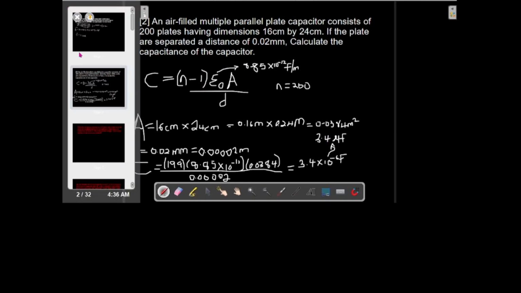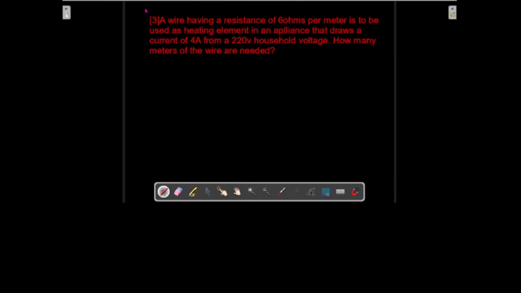That brings us to the third question, which says a wire having a resistance of 6 ohms per meter. All right, so basically, you remember that the unit of resistance is ohms, not ohms per meter. But in this particular question, we are using ohms per meter, that is per meter of the wire. It's to be used as a heating element in an appliance that draws a current of 4 ampere from a 220 volt household voltage. How many meters of the wire are needed? All right, so we need how many meters of the wire?